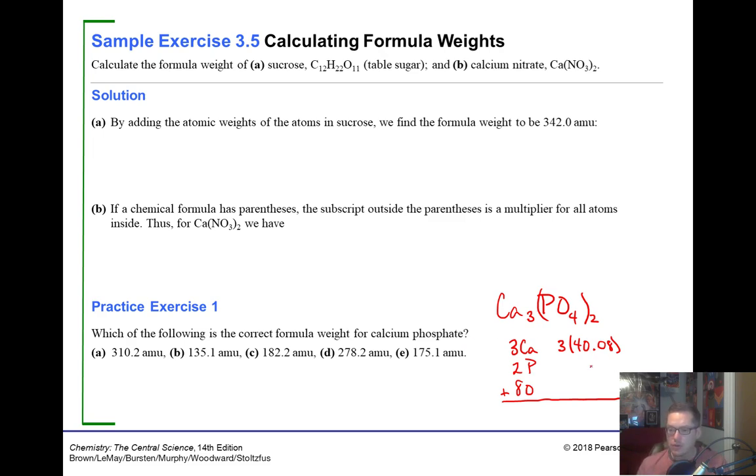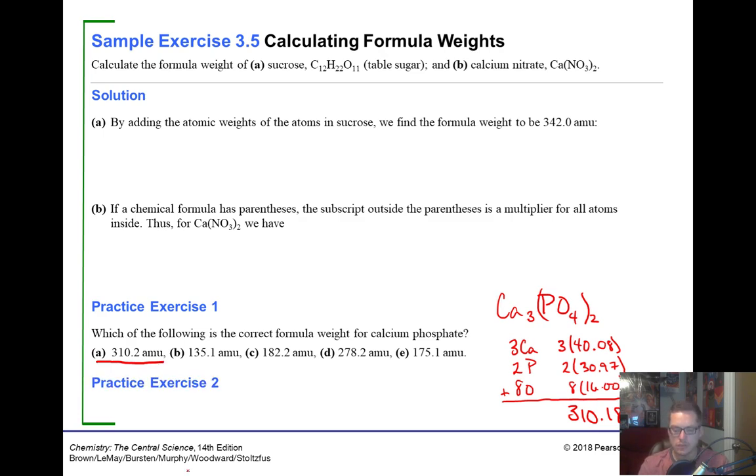All right, so if your number is slightly different, don't get too worked up about it. 40.08, and then 2 times our phosphorus value. Phosphorus is 30.97, and then oxygen 8 times 16.00. So then we just plug this all into our calculator: 3 times 40.08 plus 2 times 30.97 plus 8 times 16. We get 310.18 AMU. So it's got to be that guy, right?